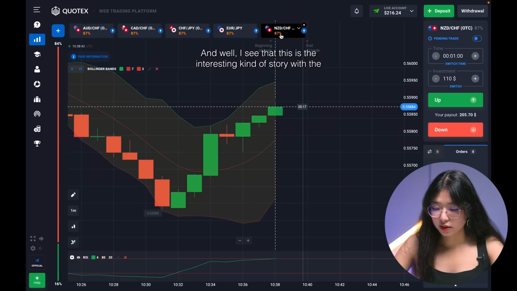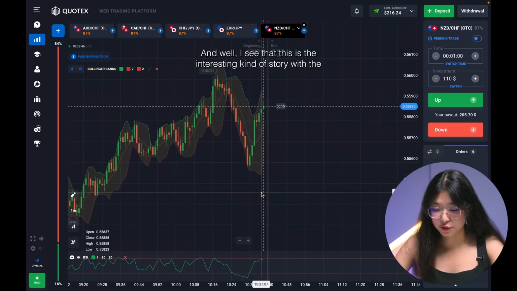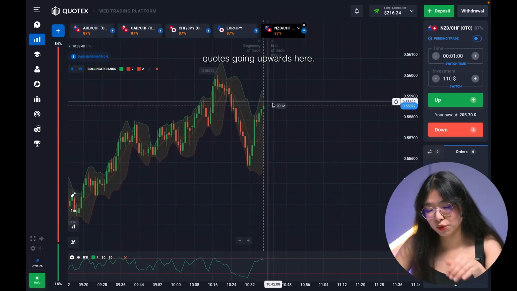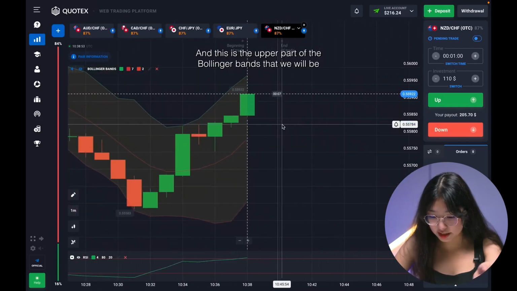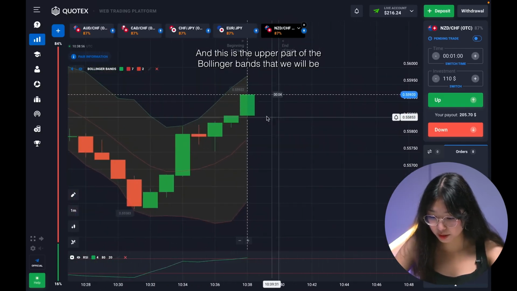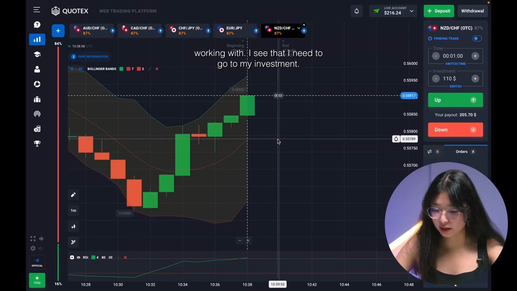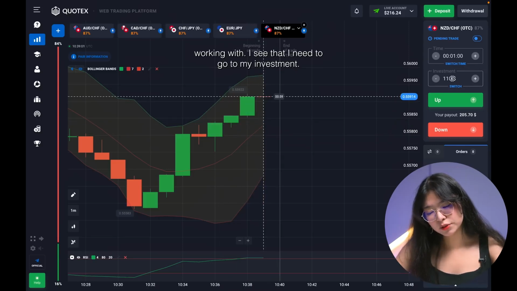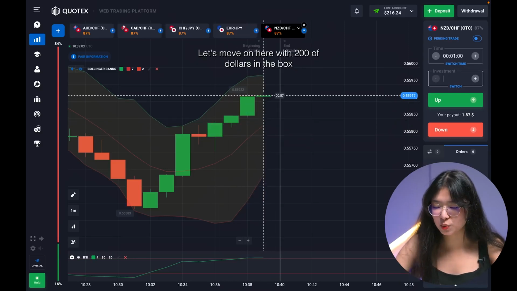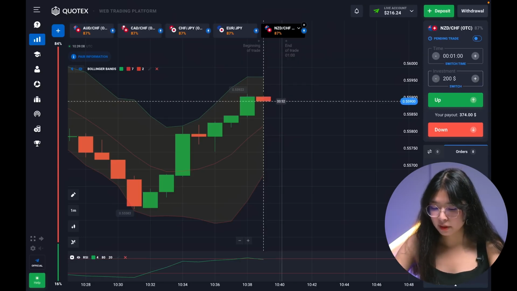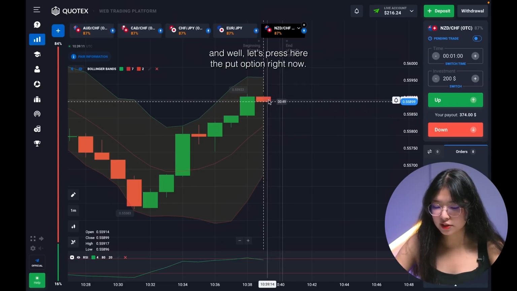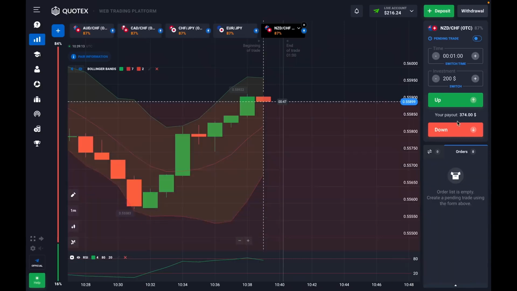And I see that this is an interesting story with the quotes going upwards here, and I see great fluctuations taking place. This is the upper part of the Bollinger Bands that we'll be working with. I see that I need to go to my investment. I won't lose my time. Let's move on with $200 in my investment box, and let's press the put option right now.